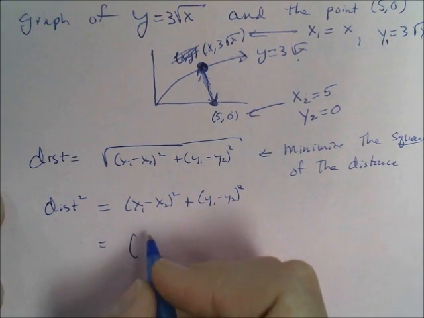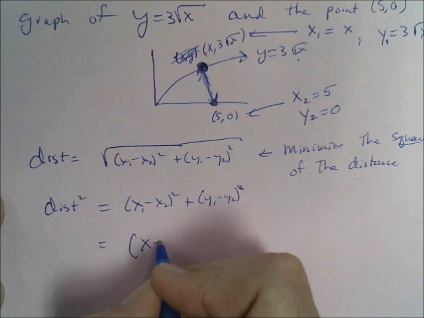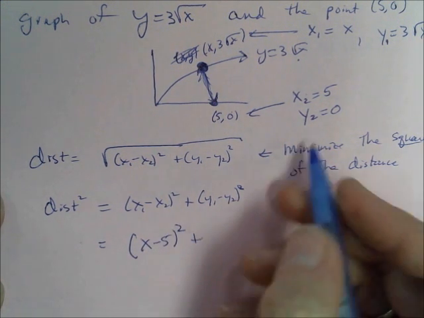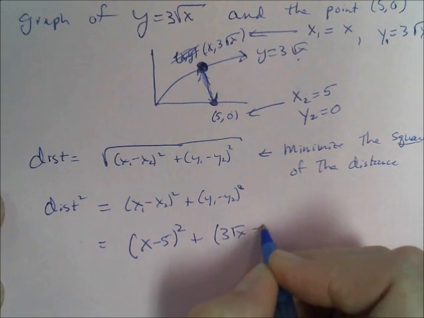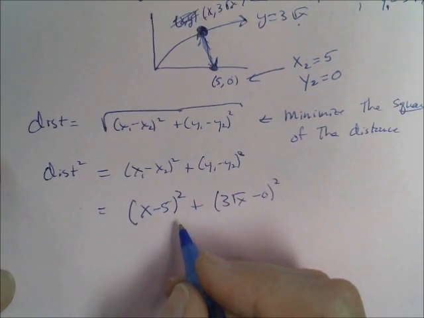So x1 is just x, x2 is 5, y1 is 3 square root of x, and y2 is 0. So we're going to minimize this.